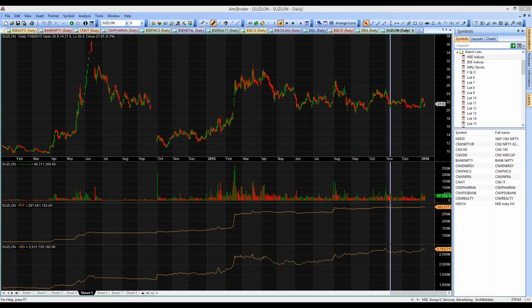All right, so I had a small audio glitch, I think. So I'll just repeat this quickly. Sheet 5 is volume studies, and we've got price volume trend and OBV, on balance volume for volume studies.